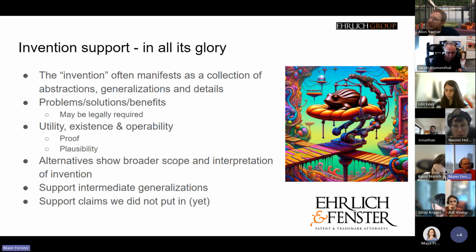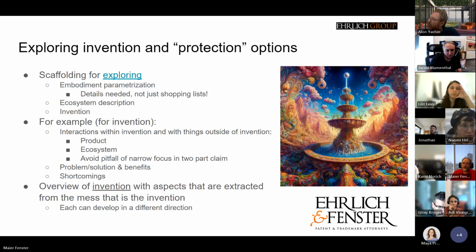If you want to show that your invention has a broad scope, you want to show more alternatives. They help show that you deserve a broader interpretation of your terms. In Europe, you have to think about intermediate generalizations. Everywhere, you have to think about claims you didn't put in yet because claims cost money, but you might want to put them in later. Okay, so invention support, not surprisingly, requires a lot of details. But even if we supported the invention, we still have lots more details to go for.